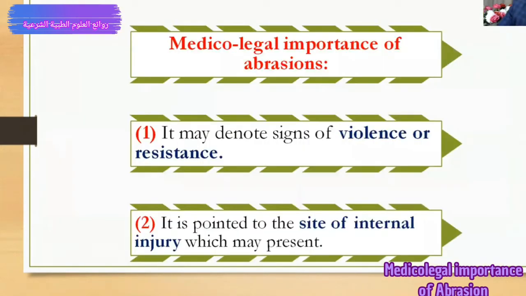What is the medical legal importance of abrasion? Number one, abrasion may denote signs of violence or resistance. So it may denote that there is violence or resistance in this case. Number two, it points to the site of an internal injury, which may be present. So we must examine carefully the body around this abrasion.